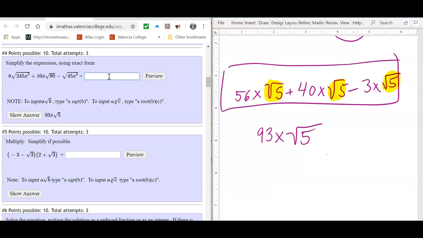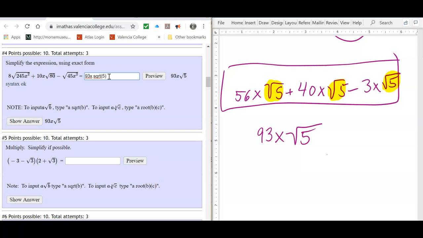Let's type that in. So it's going to be 93x, put a space, and then write square root, and then write 5. Okay, and always check your preview. Make sure that it looks correct.